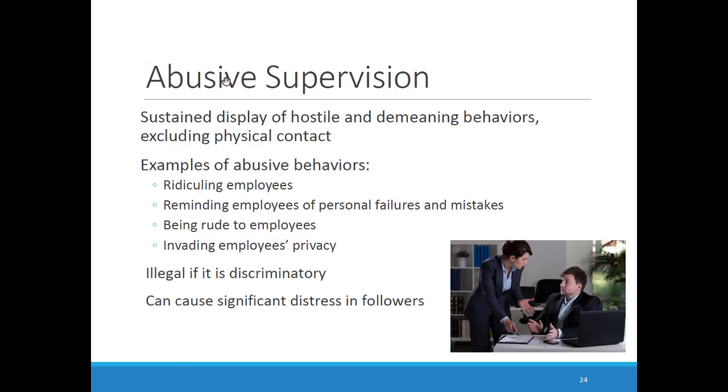And abuse kind of indicates that it's not just a one-time occurrence. So typically abusive supervision goes on for a sustained amount of time.